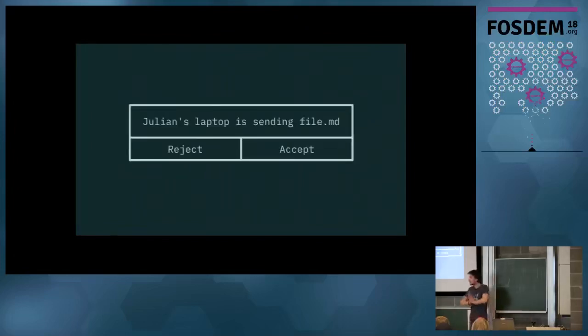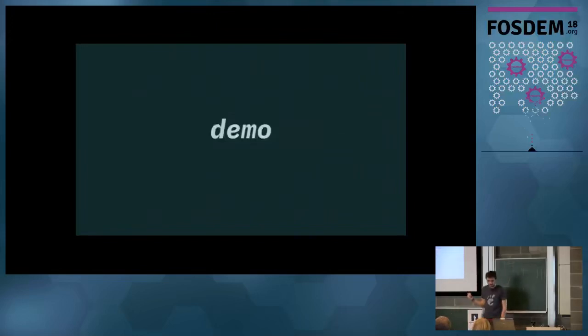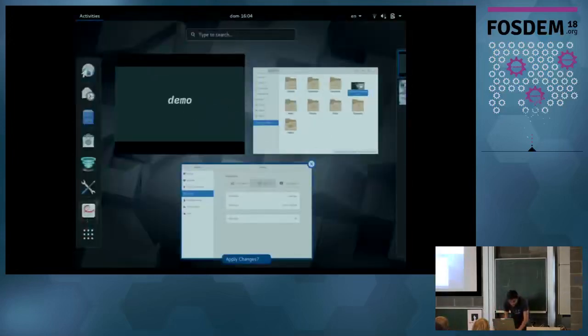Whatever. We focus on the local network, with something like a push notification when you send somebody a file. I'm Julian, so I'm sending my friend a file, and he will see: Julian's laptop is sending you a file, MD, a markdown file, and he can accept or reject it. So we started to think about this, and we can go directly to a demo because it will be really quick.